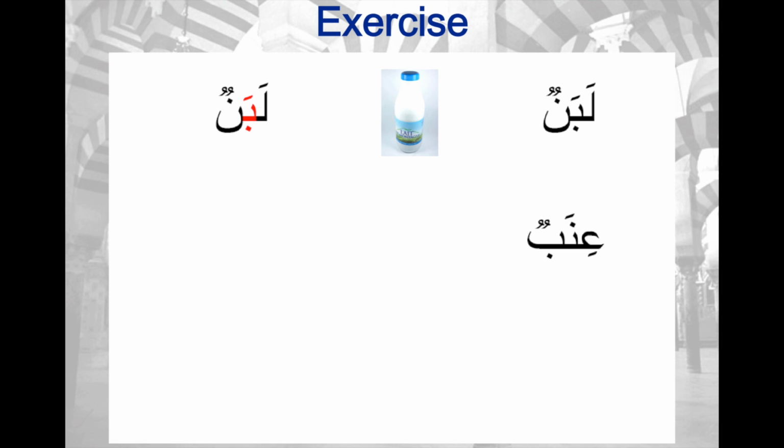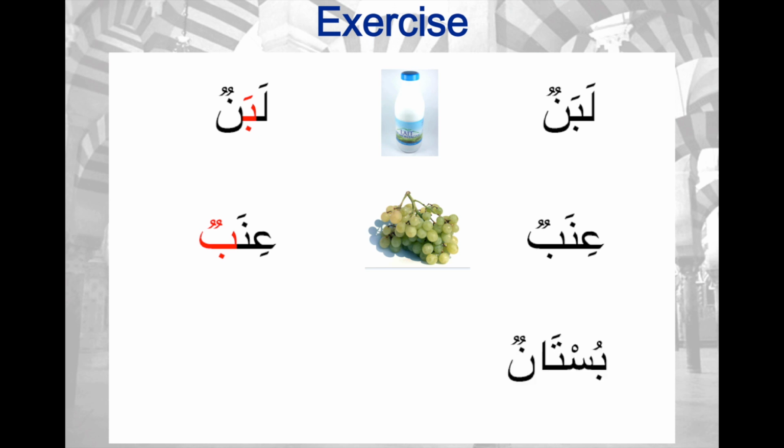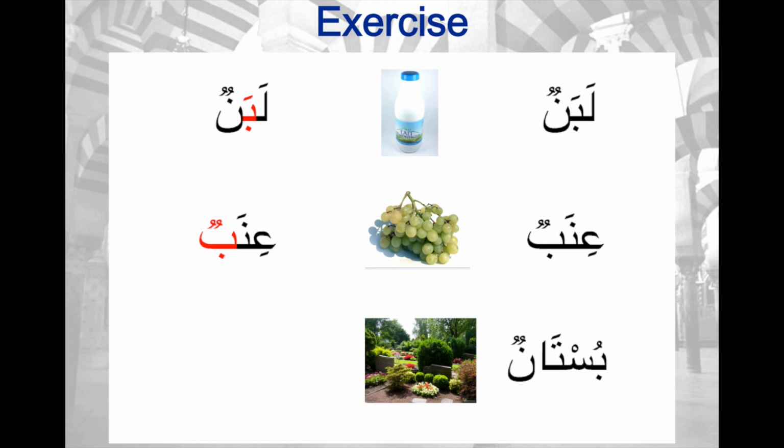Now let's move to another word, the word عنب, which means grapes. Yes, the letter ba is in the final position. The third word is bustanun, a garden. Of course, the letter ba is in the beginning. And note that the letter ba here is associated to the dhamma. That's why we pronounce bu, bustanun.